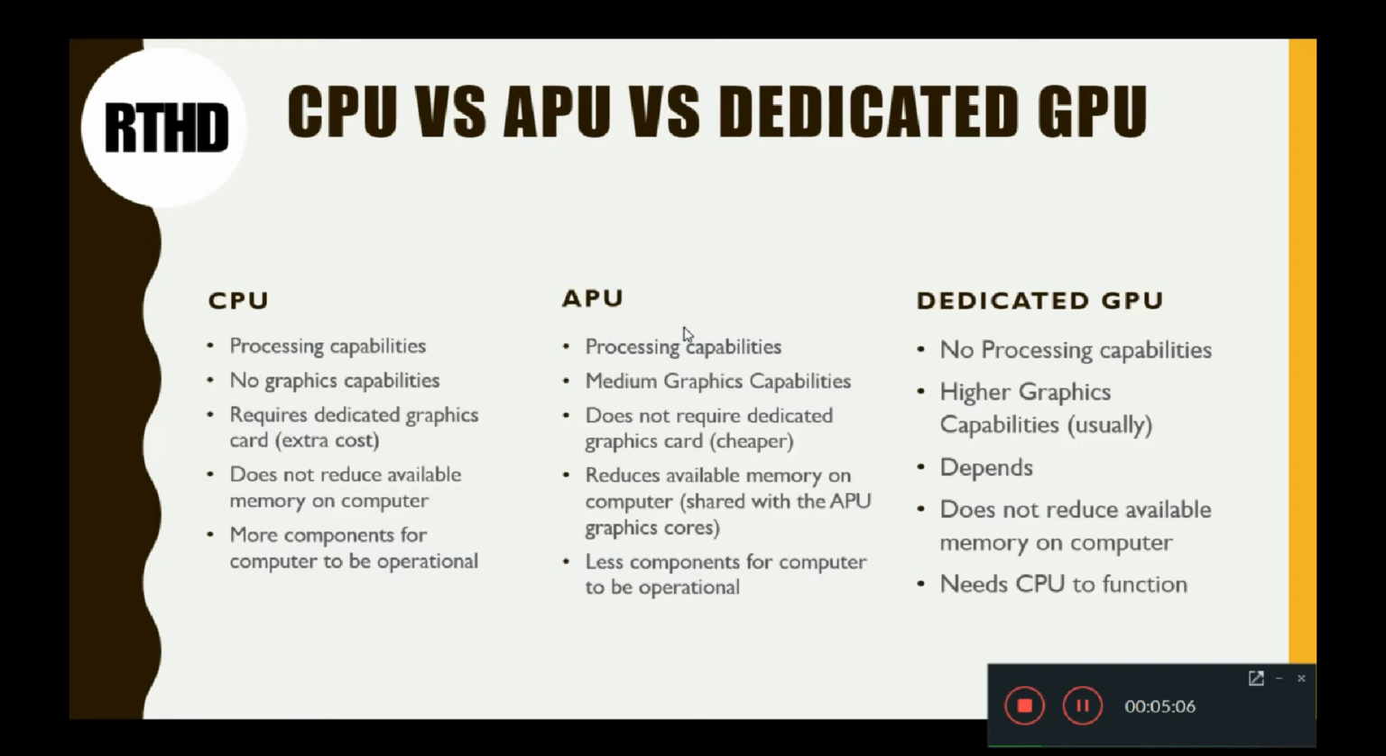And also, a CPU requires a dedicated graphics card. So a computer that has a simple CPU will not be able to display anything to the screen. It needs a dedicated graphics card in order to display to the screen, while an APU does both. An APU does not require you to have an additional graphics card in that computer. The APU does the work of generating the graphics with an additional part that is dedicated to generating graphics as well.